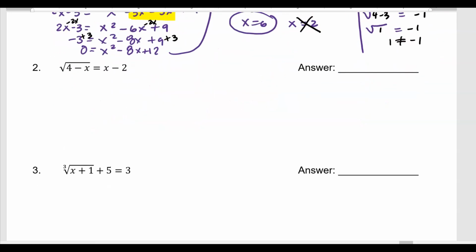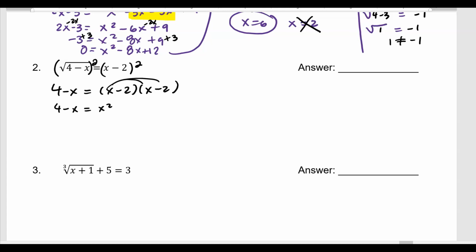Moving on, we have square root of 4 minus x equals x minus 2. We're going to square both sides to get 4 minus x equals x minus 2 times x minus 2. Again, you need to write that out twice if you have a binomial squared. 4 minus x equals x squared minus 2x plus 4. Then we're going to put our like terms together in the middle. So we get x squared minus 4x plus 4.